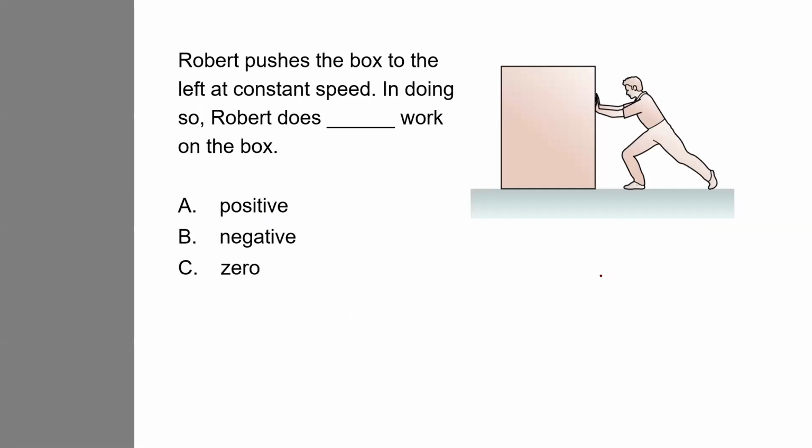What about this situation here? Robert pushes the box to the left at constant speed. In doing so, Robert does what kind of work on the box? Constant speed. What does that mean? Constant speed means that the net force is 0, right? Now, since the net force is 0, does that mean the work done by Robert is 0?